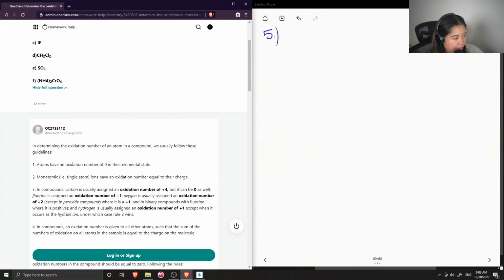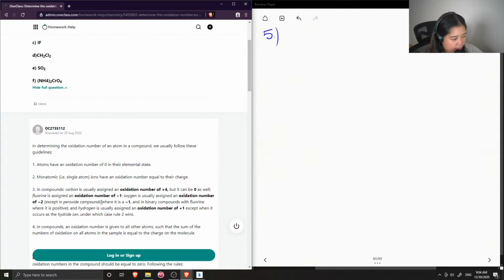Number 1, atoms have an oxidation number of 0 in their elemental state. 2, monatomic ions have an oxidation number equal to their charge. And then 3, in compounds, carbon is usually assigned an oxidation number of +4, but it can be 0 as well. Chlorine is usually assigned an oxidation number of -1. Oxygen is usually assigned an oxidation number of -2, except when it is part of a peroxide, it would be -1. And in binary compounds with fluorine, where it is positive.